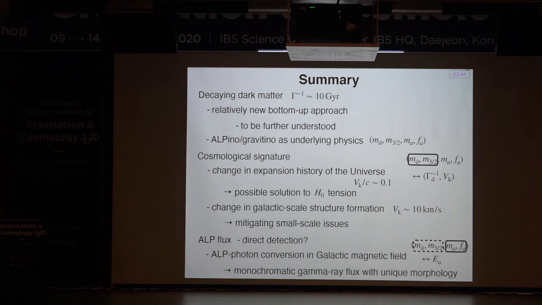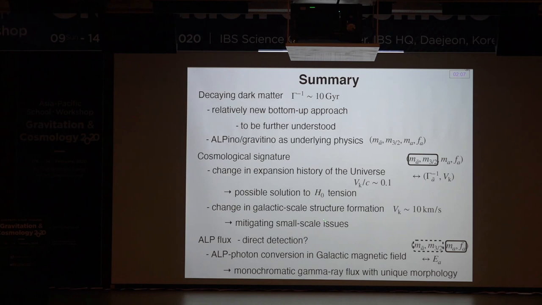If you take this kick velocity close to the speed of light, then the change in the expansion rate of the universe is sizable, and it may solve the H0 tension. And even if you take a small kick velocity, like say 10 kilometers per second, this number is large enough compared to the virial velocity of the small size galaxies. And this changes the structure of the dark matter in such galactic scale objects, and may solve the small scale issues.